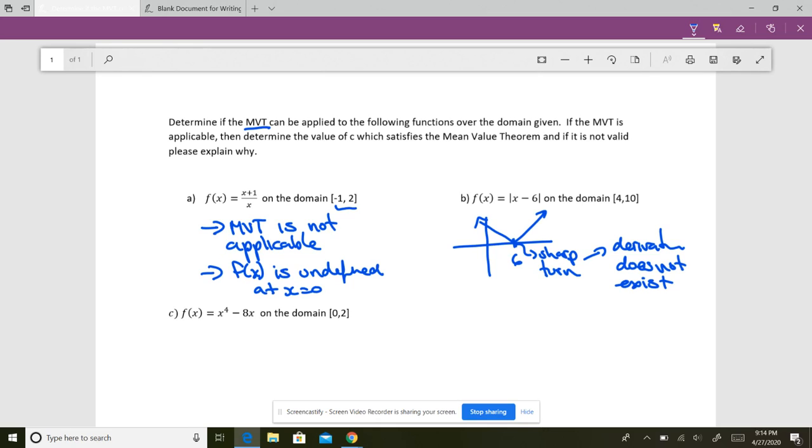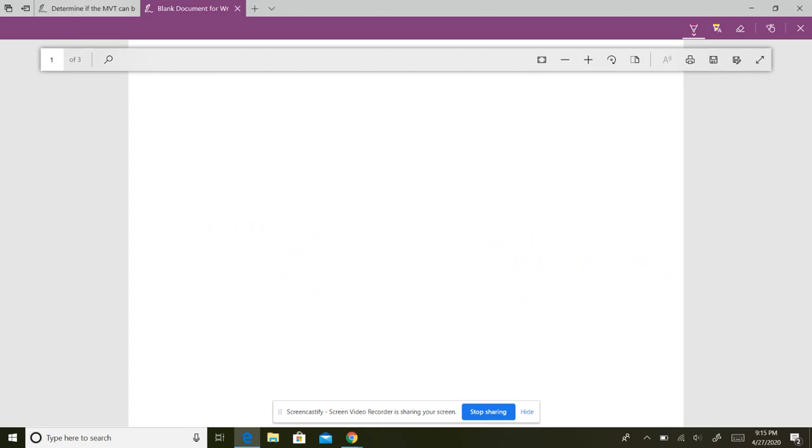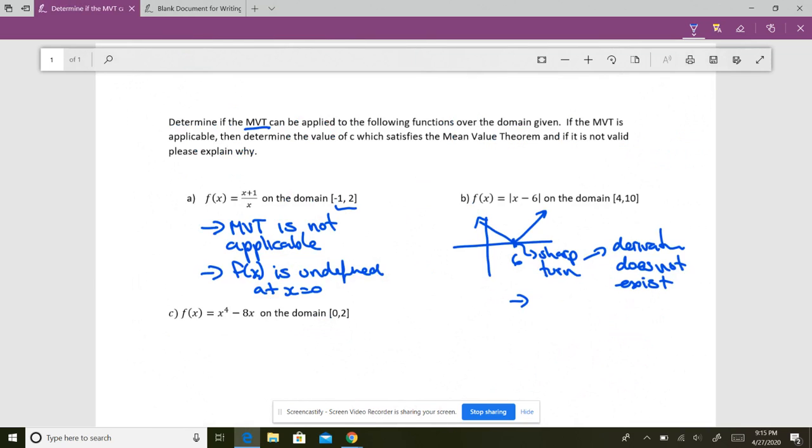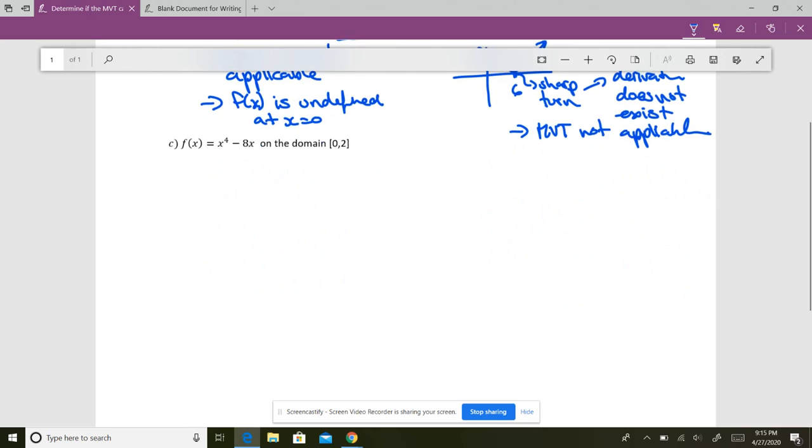So MVT is not applicable because it is not differentiable. That's what this part means. Differentiable means the derivative has to exist everywhere. So MVT not applicable. Okay, so let's look at one where it is applicable.